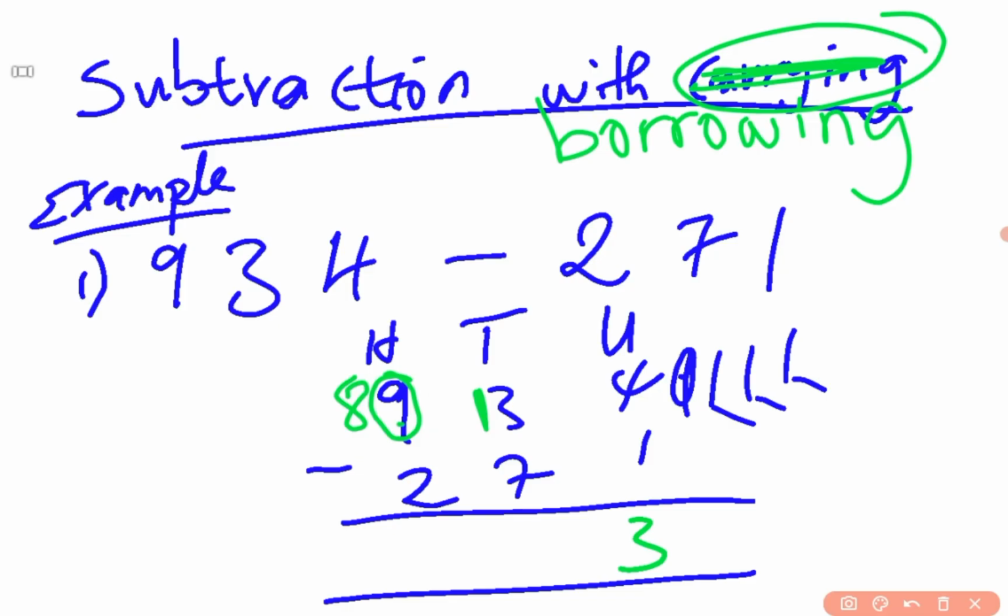13 take away 7 is 6. Now you have 8 take away 2, which is 6. So this is now your answer. And this is how you do subtraction with borrowing. I'll do another one.